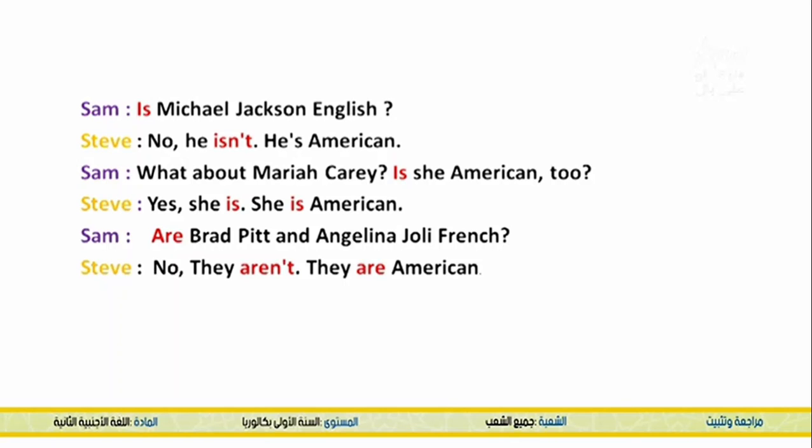As you can see here, we have the use of the verb to be in all its forms: singular, plural, negative, and interrogative.